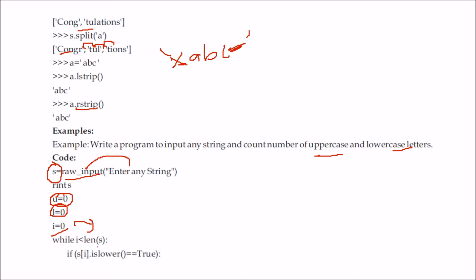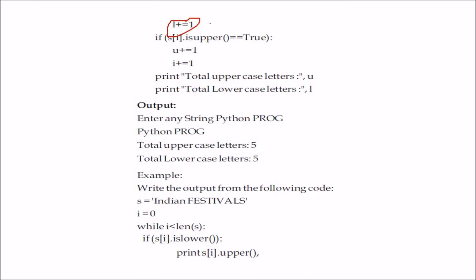While I is less than the length of S, we take the length of S, and check if Si is lower. If it is lower, then we increase L: L is equal to L plus 1. If it is upper, then we add 1 to upper, and we continue doing this till the length of the string is reached. After this, the upper and lower counts will be shown. So if you input Python program prog like this, this particular string has 5 uppercase and 5 lowercase letters.